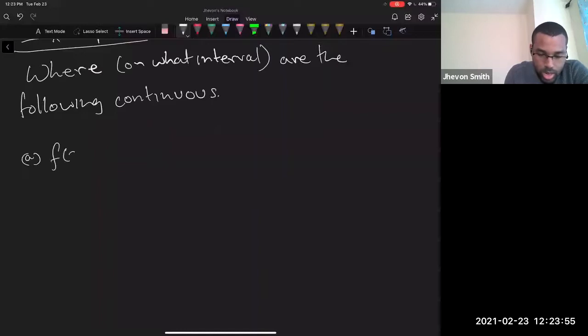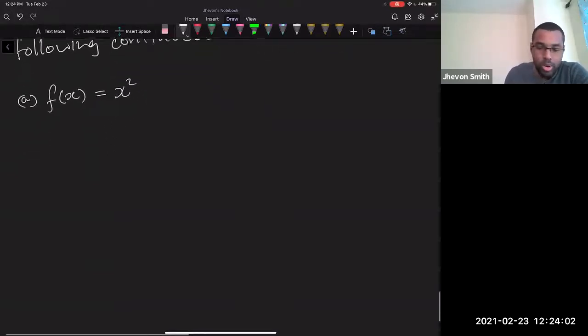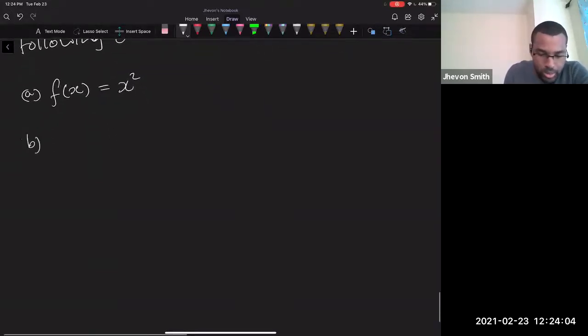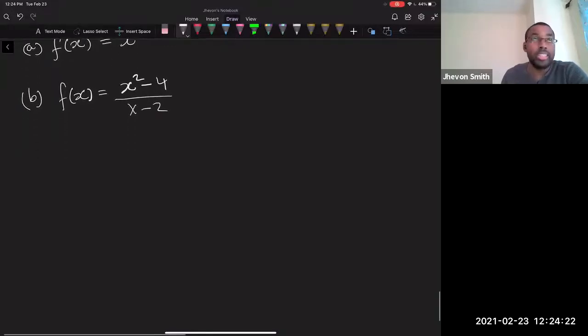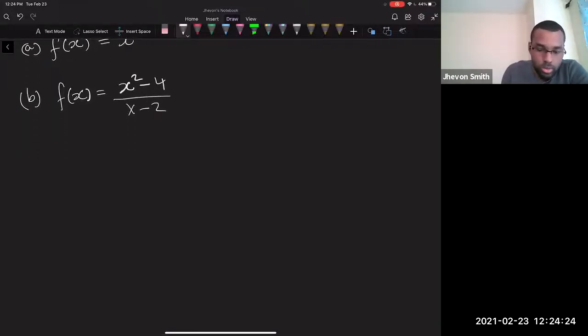So here's f of x equals x squared. Where is that continuous? Spoiler alert, it's a polynomial. It's continuous everywhere, but I actually want you to go through the motions. Next, f of x equals (x squared minus 4) over (x minus 2). Again, spoiler alert, that's a rational function. We know as long as the denominator is not 0, it's continuous. So your answer should look something like, it's continuous unless x is 2, right? But I want you to go through the motions again.